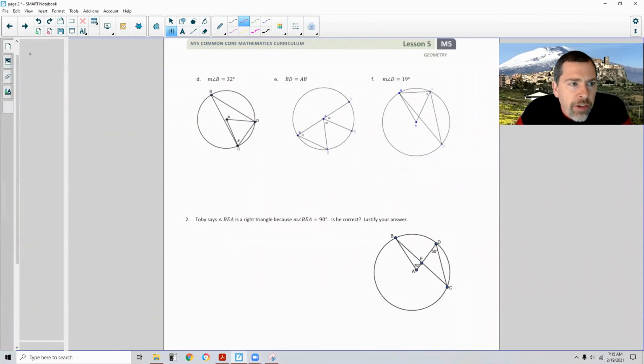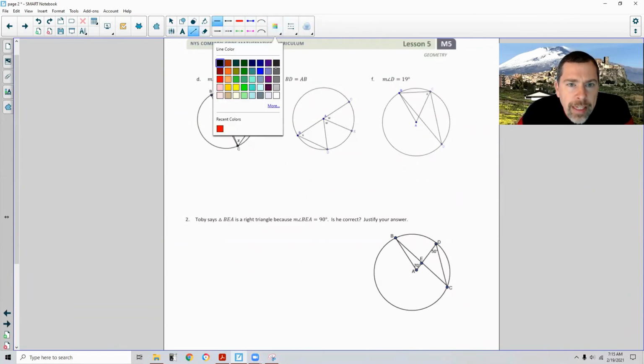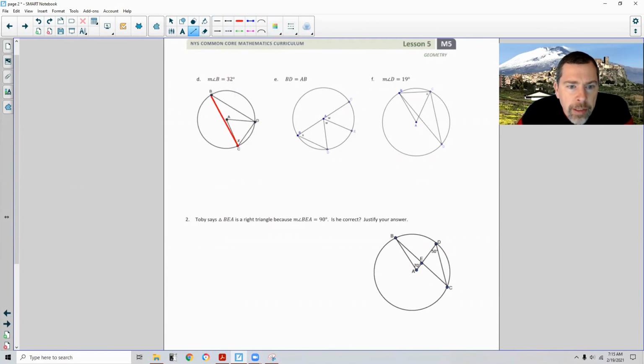Okay, next page. I forgot what page it is. 5. All right, so this time I'm going to do it a little different. I'm just going to label everything first. So I will mark my inscribed angle. Okay, what is this doing?